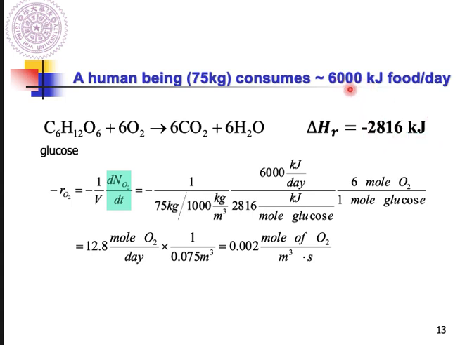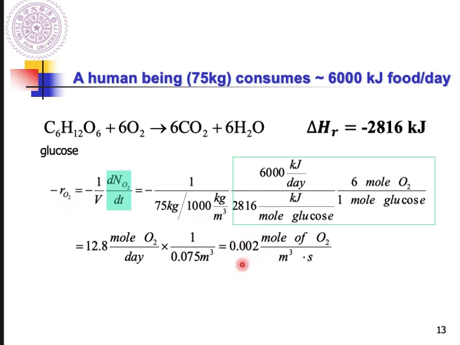So we use 6,000 kcal divided by this. We can know how many moles of glucose the human being can take per day, and times 6 is the consumption rate of the oxygen in moles. The unit will be moles per day, right? And now the volume, because you know the weight, so we assume the density for the human being and express it like this. So you can easily get the consumption rate of the oxygen expressed like this.